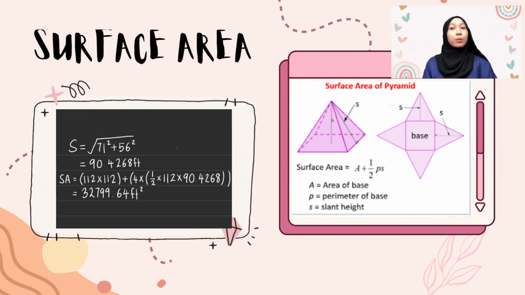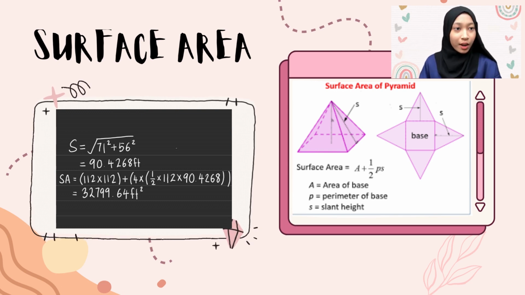Okay, so it will be 4 times 1/2 times 112 times 90.4268. Now you will get the answer: 32,799.64 feet square. Okay, that is all for the calculation of the Louvre Museum. I hope you guys understand, and let's move on to the next part.